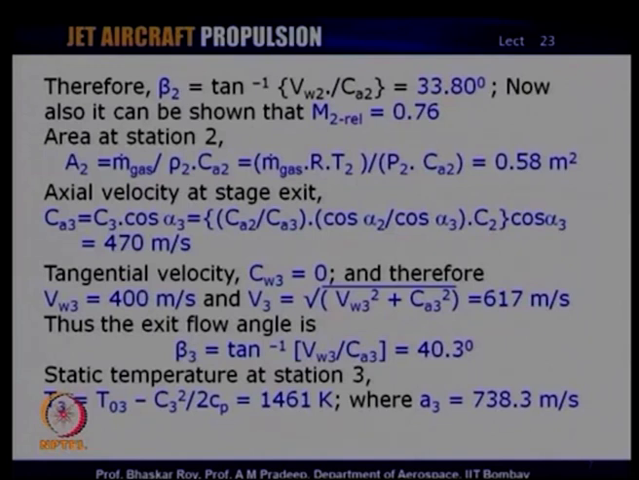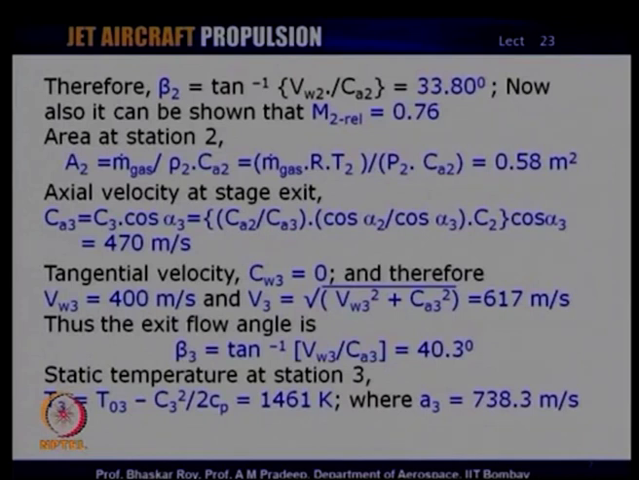Now, actual velocity at the exit of the stage can be found simply by using the velocity triangle that we were looking at, and this comes out to be 470 meters per second. Now, we have seen that this actual velocity is constant across the rotor. So, the value of C A 2 would be exactly the same. So, that is how this velocity has been computed.